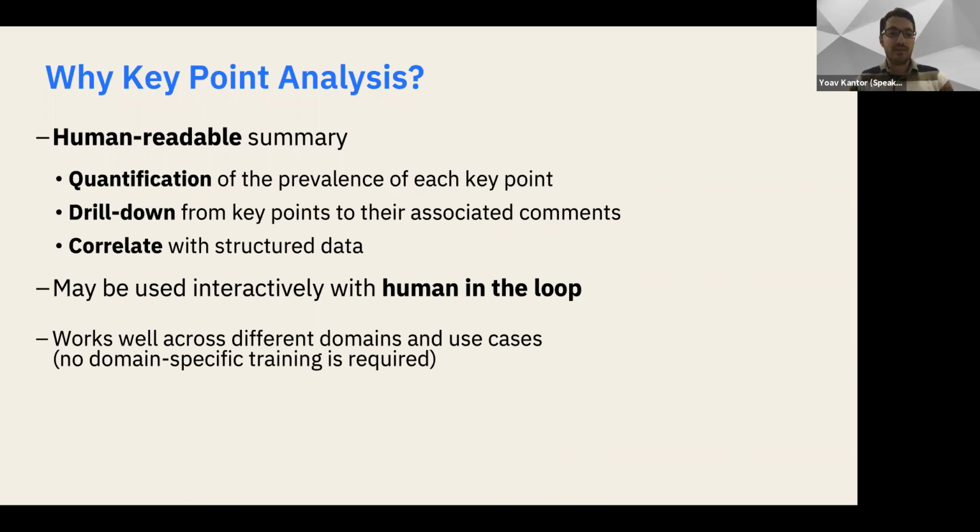Another way to use the service is called human in the loop, where you first automatically extract key points. You then refine them, maybe rewrite ones that are not perfect, remove duplicates if there are any, or maybe add ones that you think are missing. And then after quickly revising them, you run the system again, this time with the given set of key points, and obviously get better results. It also doesn't require domain-specific training. It works well across different domains.